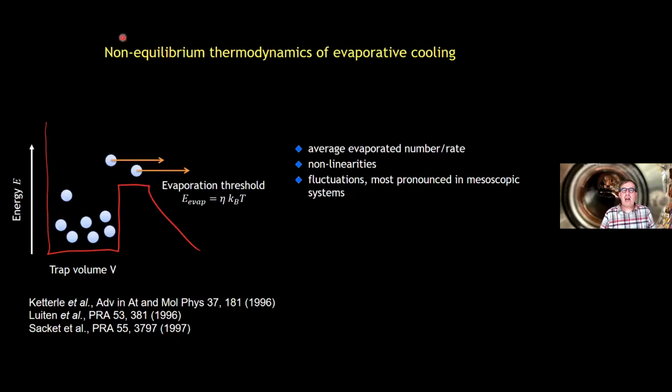I talk about evaporation as a thermodynamic process. It's rather a non-equilibrium thermodynamics process. So we can think about evaporative cooling as something like this. We have a trap with a certain depth. And then when atoms, by chance, collide and one atom emerges with a very high energy, it can leave the trap by going over this evaporation threshold and disappearing. So clearly we should be able to write down theories that would tell us the average rate, let's say, at which atoms are evaporated out of the trap as a function of things related to their thermodynamics and their interactions.